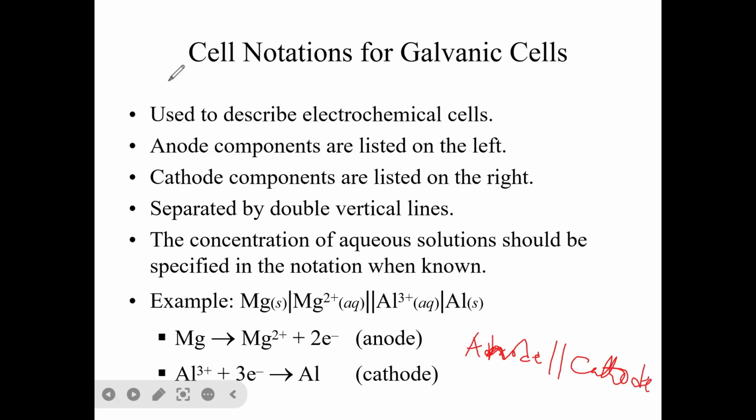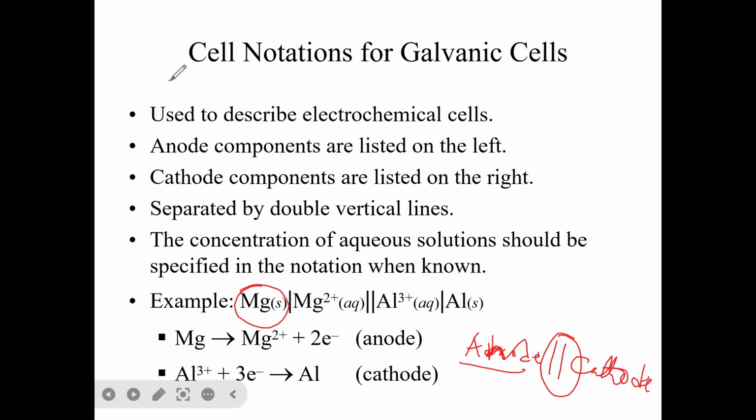So this is it, and then they are separated by double vertical lines. This double vertical line is called a salt bridge. And then the concentration of an aqueous solution should be specified in an equation when not. That is why here we have magnesium. So magnesium here is the first; for example, this is the anode.